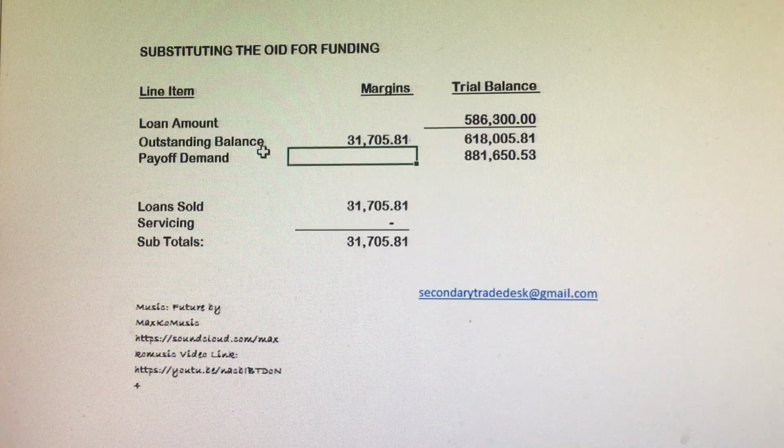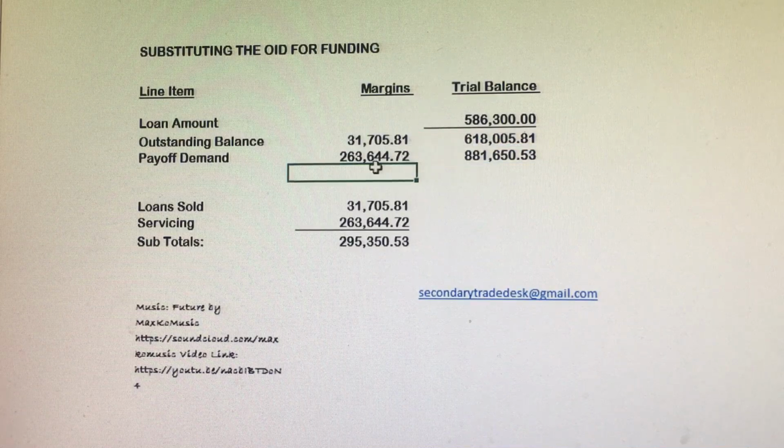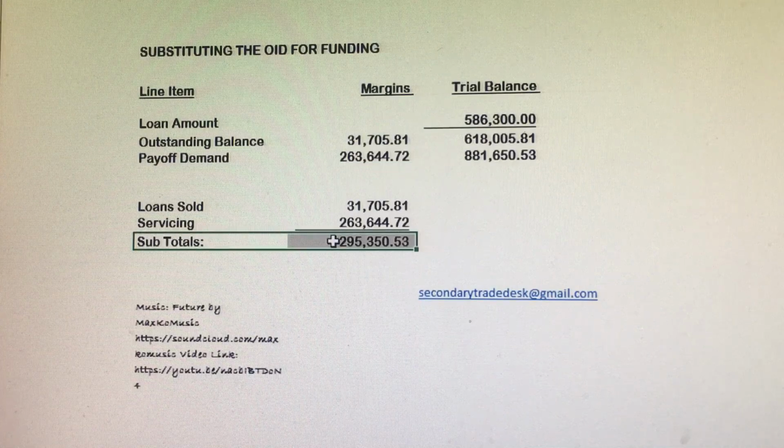Now we took the payoff demand. We received the payoff demand, I believe, in September. We took the amount of the payoff demand and subtracted it from the outstanding balance. Makes sense? So when we do that, we get the difference. We're going to take you to another section of calculations. The margin between the loan amount and the outstanding balance, and the margin between the demand for payoff and the outstanding balance, came out to a total of $295,350.53.